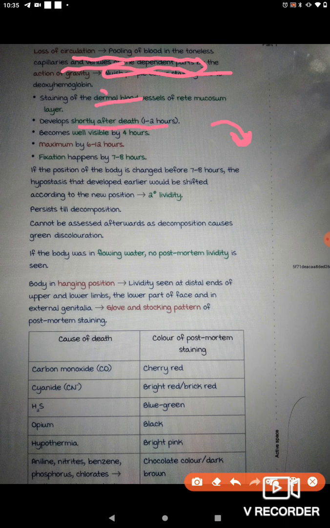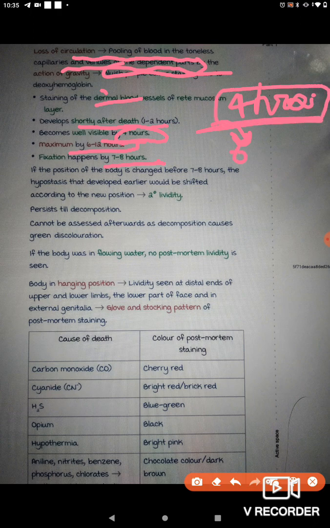It occurs shortly after death, is well visible by 4 hours, and maximum after 6 hours, between 6 to 12 hours. Postmortem staining is fixed after 7 to 8 hours. So if 7 hours have passed after death, the postmortem staining is fixed and cannot be reversed. It becomes well visible after 4 hours of death, becomes maximum by 6 to 12 hours, and cannot be reversed after the 7th.